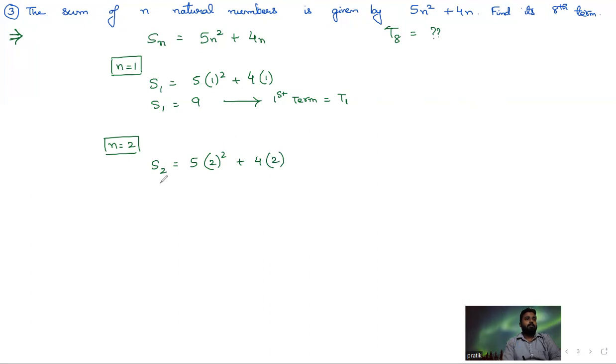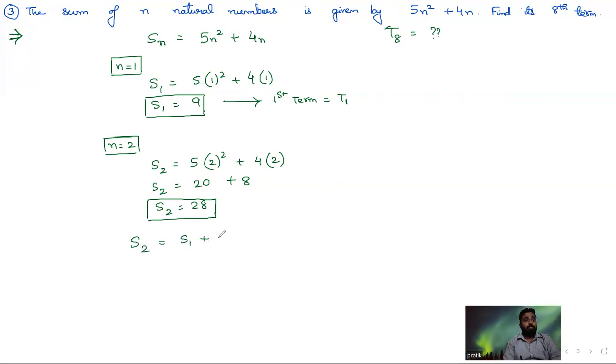Okay. So this is nothing but S2 is 4 5s are 20 plus 8, that is 28. You have sum of one term and the sum of two terms. What do I get on subtracting two consecutive terms? The term itself. So to find out what is S2, S2 is basically nothing but S1, sum of one term, plus the second term. So let's find out T2. So that is 28. Right.